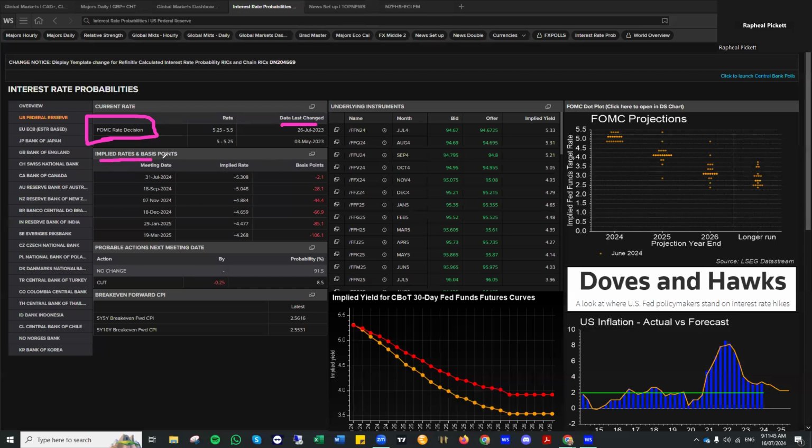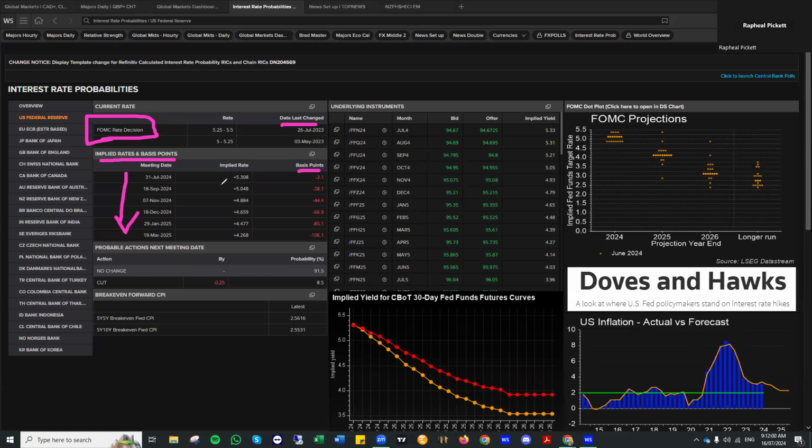Now, the implied rates in basis points. These are the expected basis point moves over the coming, well, 6 months, I guess, or actually even a little bit longer, probably, what's that, 9 months.